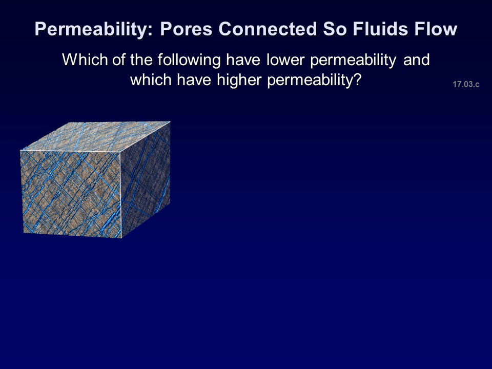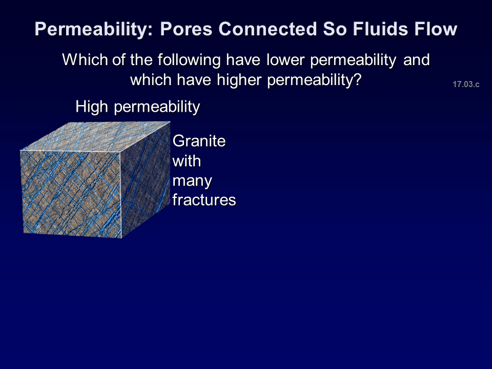All right, now back up to the top set of questions. What is permeability? Permeability is when pores are connected so fluids flow. And we're going to look at which of the following have lower permeability and which have higher permeability. Okay, we've got a granite here with many fractures, and we can look at them, they're going in opposite directions, they're connected. So this one's going to be high permeability because those fractures are interconnected.